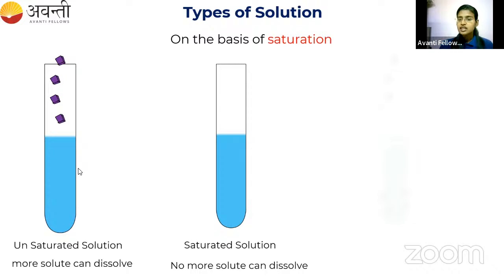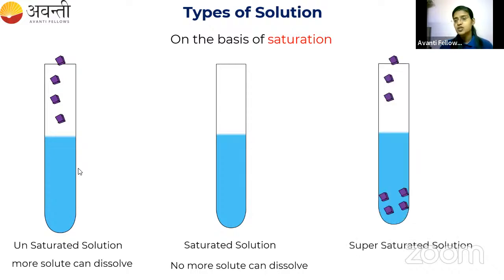Very good. The third type of solution is called a supersaturated solution. Here the solution becomes unstable and at last the crystals will form. Supersaturated means it becomes unstable and some amount of crystals will start forming inside the container. So these are the three types of solutions on the basis of saturation. Okay, clear for all of you? Any doubt from this? Shall I go for the next slide? Do you want to note down anything from this slide or shall I move on?